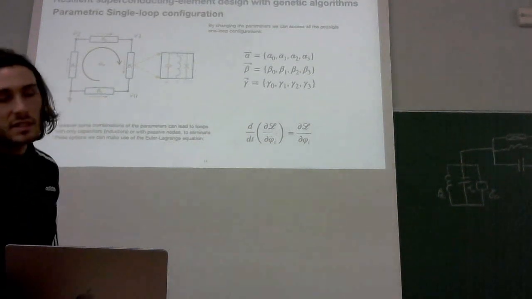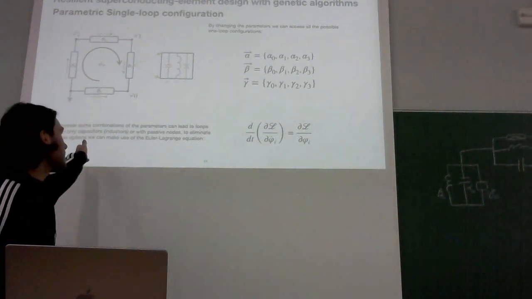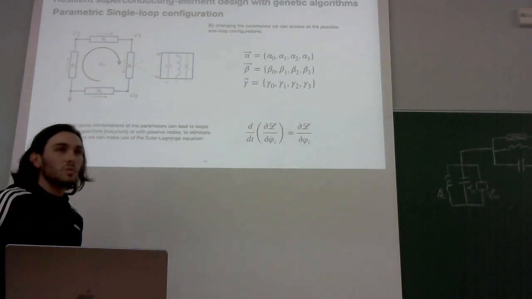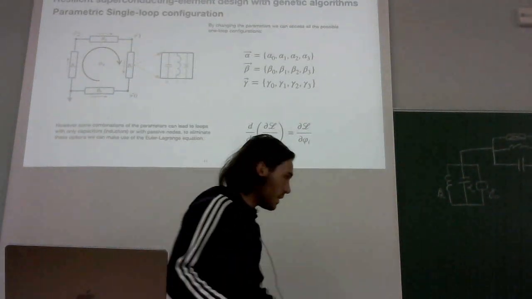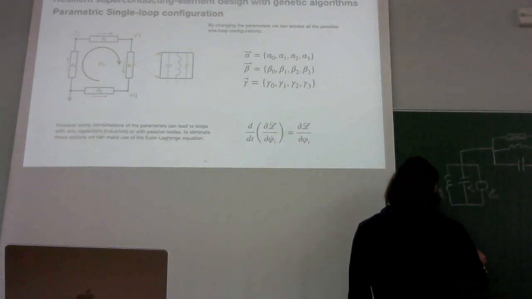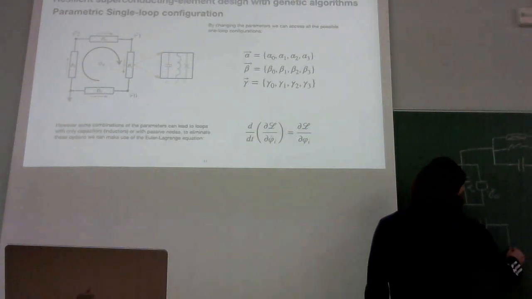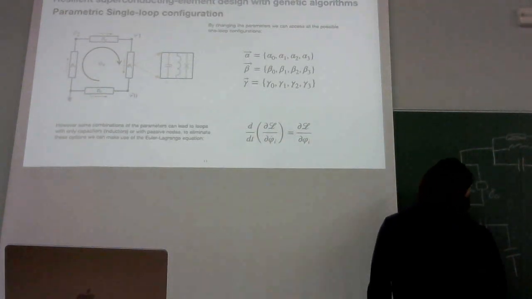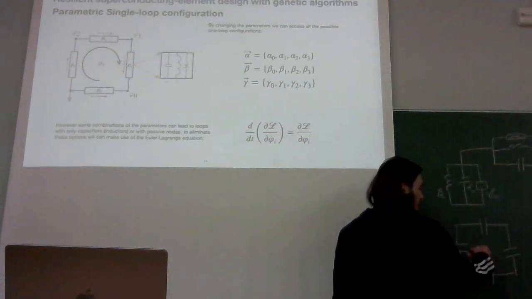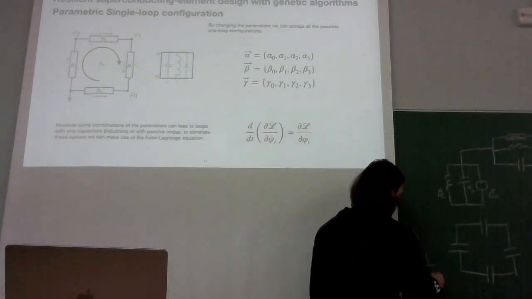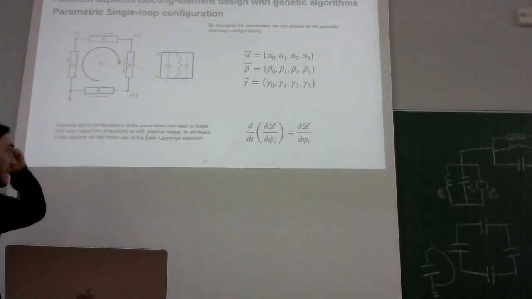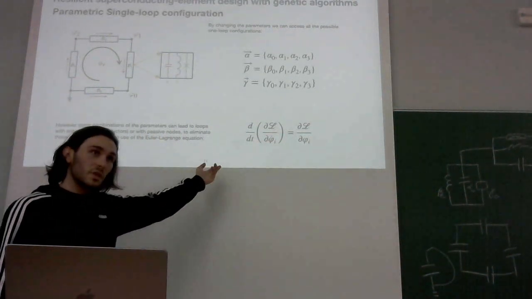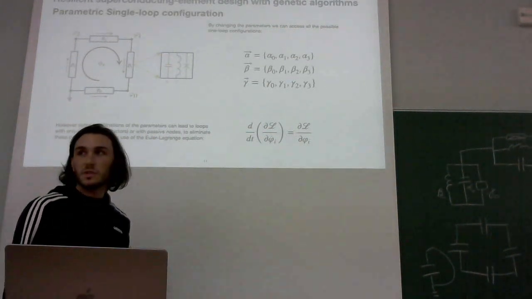Now, a problem that arises is that for certain parameter values, we can reach loops which are not interesting or present no dynamical value. For example, if we have a set of inductors in parallel, this would be equivalent to the sum of the inductors, an inductor to ground, which has no dynamical value. So to avoid this, we make use of the Euler-Lagrange equation, which tells us which variables are dynamical and which are not.